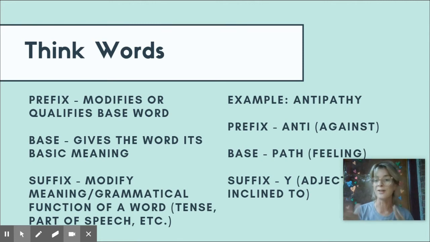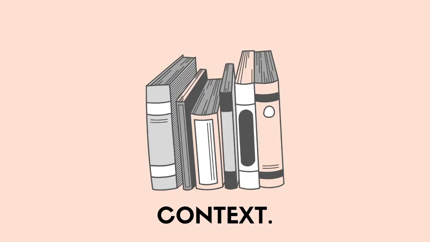So for example, if I look at the word antipathy, right? Anti is against, path is feeling. That Y ending there indicates that it's an adjective and that it's inclined to. Okay, so that Y at the end is inclined to, and it turns it into an adjective. So even if I've never seen the word antipathy before, because I know these different component parts, I can say, well, it must be someone having feelings against something. They dislike it in some way, right?